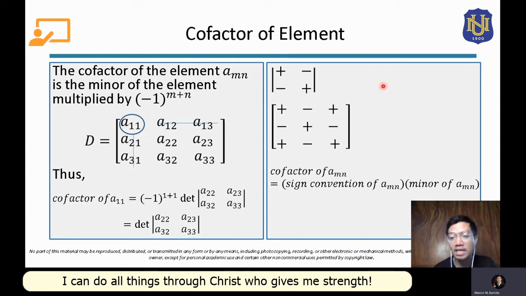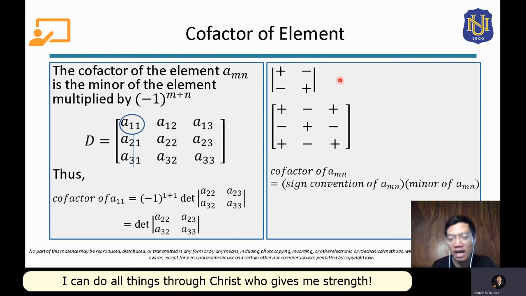So this will also apply in a 4 by 4 matrix, 5 by 5 matrix. So the signs will just be alternate in the horizontal arrangement. It should also be alternate in the vertical arrangement, or in columns. So this will now be the sign conventions.